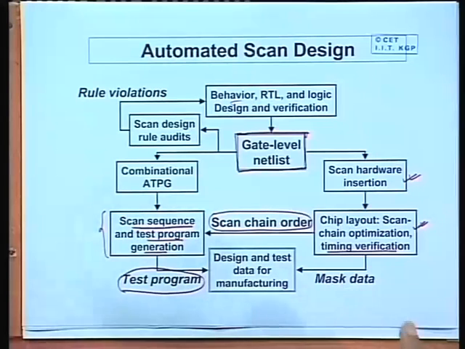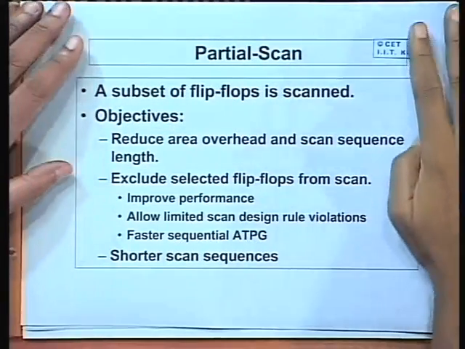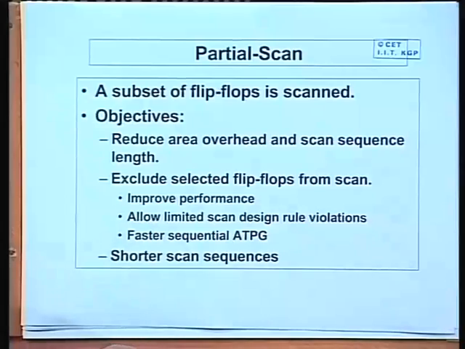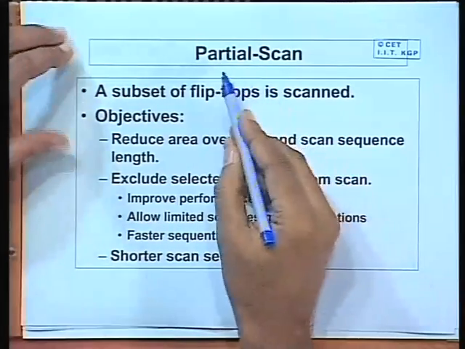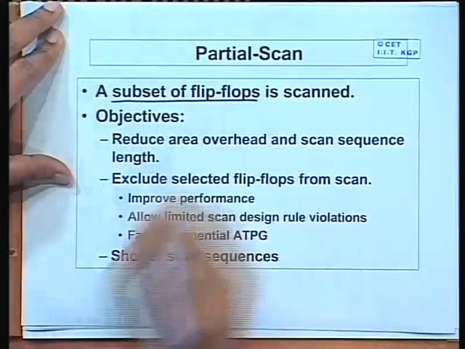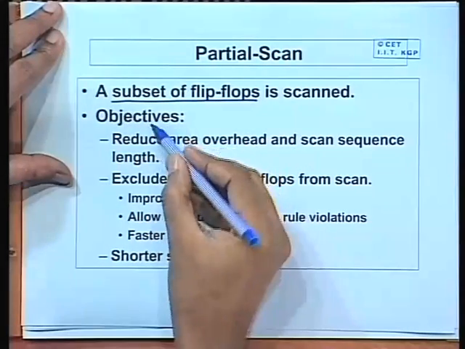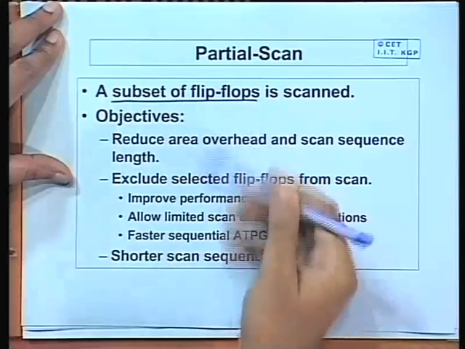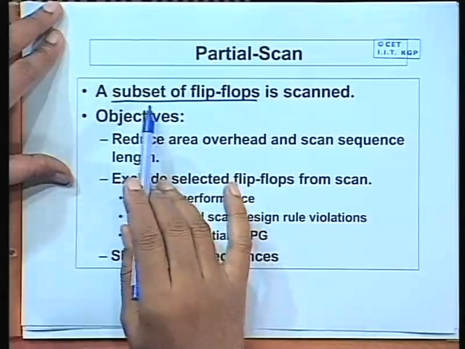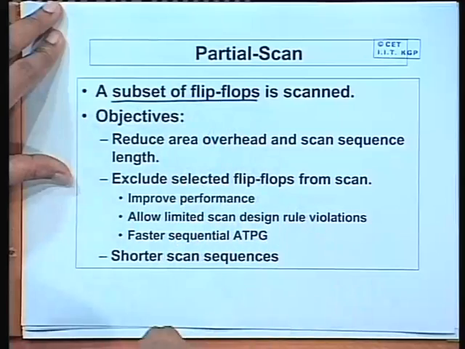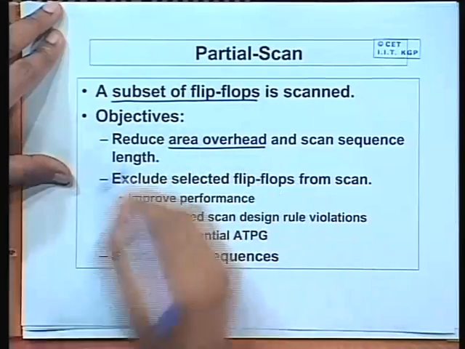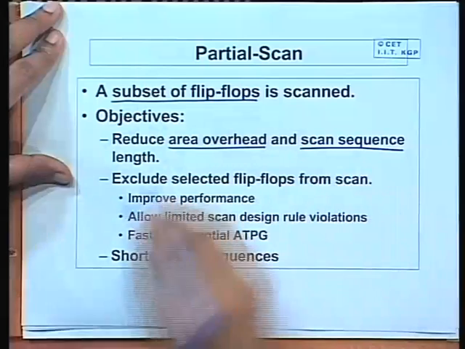Now, I told you that it is not mandatory to have all the flip flops in a circuit present in the scan chain. You can have something called partial scan also. Let us see why this is required, what is the motivation behind having partial scan. Well, obviously partial scan means a subset of the flip flops are scanned, and some of the objectives which are listed here are also obvious. Since we are not converting all of the flip flops into scan flip flops, area overhead is reduced and scan sequence length is also reduced.